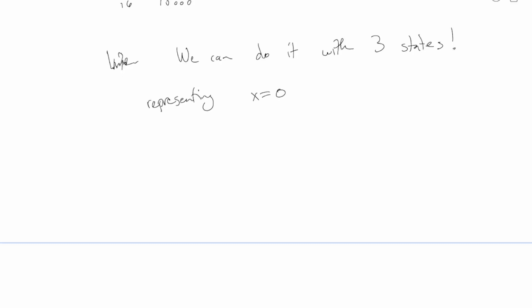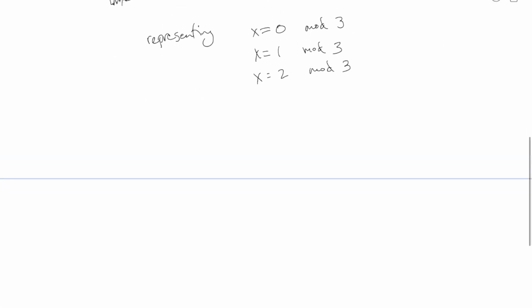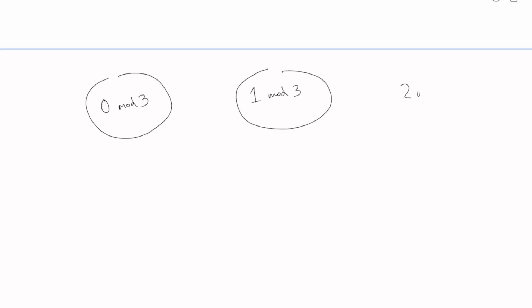So we can do it with 3 states, and they represent x equals 0 mod 3, x equals 1 mod 3, or x equals 2 mod 3. And I hope everybody knows what I mean by that. When you divide by 3, the remainder, it's either a multiple of 3, or it's 1 more than a multiple of 3, or it's 2 more than a multiple of 3. All right? Those are going to be my 3 states. So when I draw my diagram, maybe I'll start drawing the diagram here. This is going to be 0 mod 3, that's one state. I have a state which is 1 mod 3, and I have a state which is 2 mod 3.